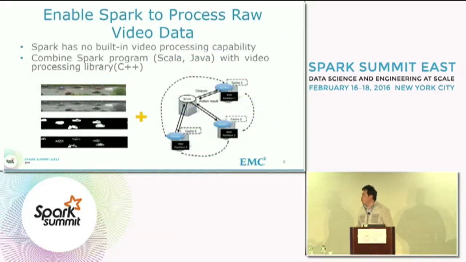The first thing we need to do is to enable Spark to process the raw video data, and we are faced with two issues. The first is that Spark doesn't come with native video processing capabilities. The second is that, due to performance considerations, most of the existing video processing libraries like OpenCV are written in C++. We want to leverage this rich set of legacy C++ code because we don't want to reinvent the wheel. So we have to find ways of letting this C++ code seamlessly work together with Spark programs, which may be in Scala or Java.